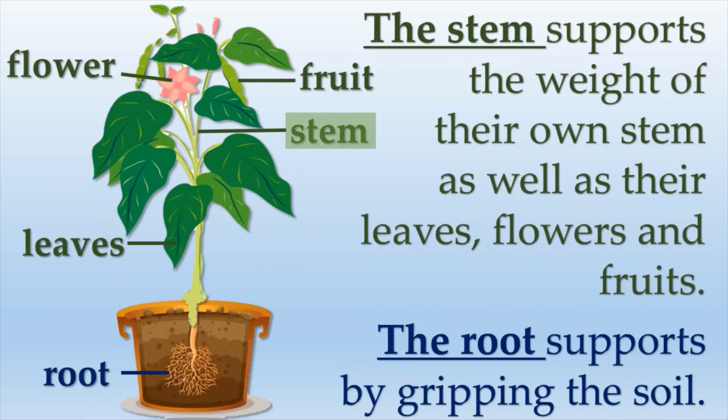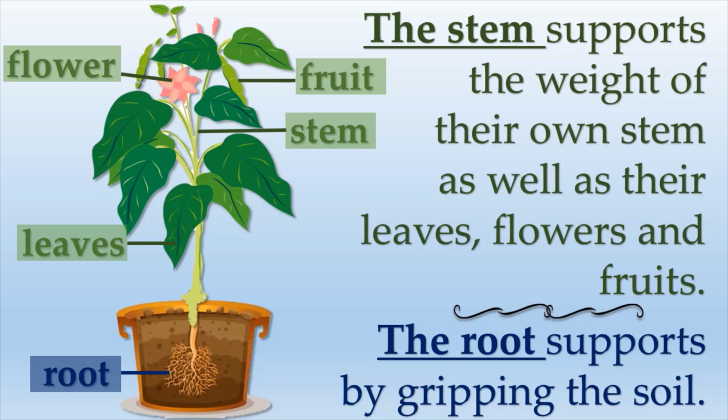The stem supports the weight of its own stem as well as the leaves, flowers, and fruits. Meanwhile, the root supports by gripping the soil. What holds the tree in the ground is the fibrous roots interweaving themselves into the soil, or the tap roots going deep into the soil.